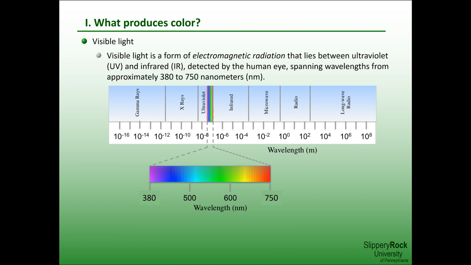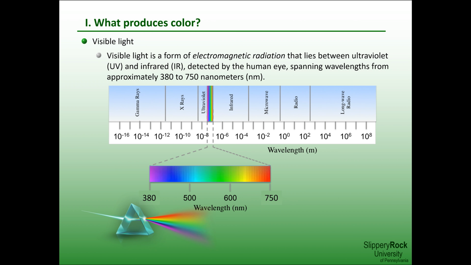The shorter wavelengths around 380 nanometers correspond to violet and blue light, which carry more energy. The longer wavelengths near 750 nanometers correspond to red light, which has less energy. Every color we see, violet, blue, green, yellow, orange, and red, falls somewhere within this narrow range of wavelengths. You can think of white light, like sunlight, as a mixture of all these wavelengths combined.